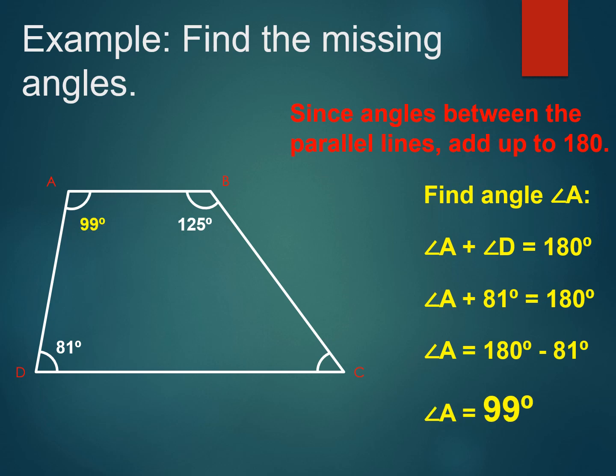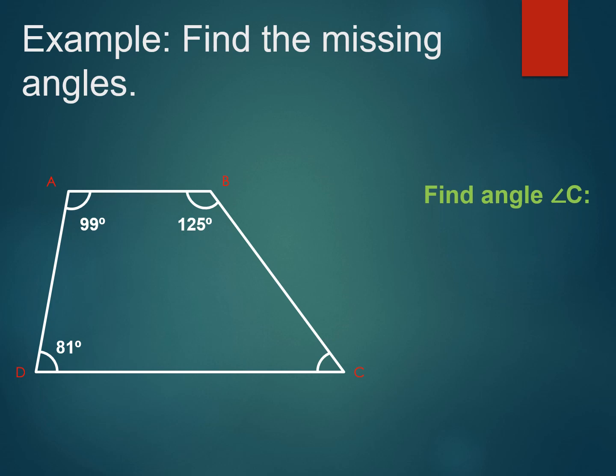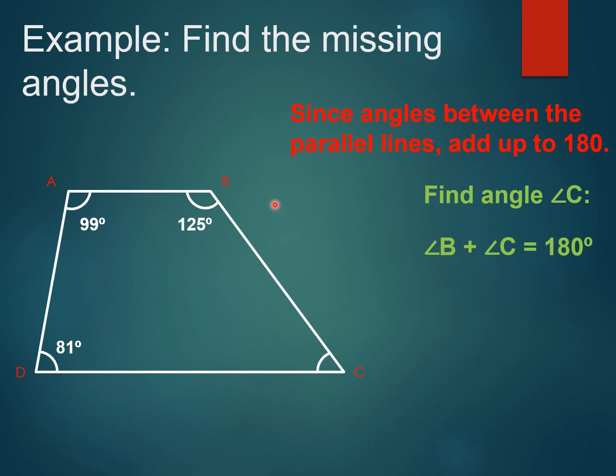Now we're going to find angle C. Since angles between parallel lines add up to 180, we can say that angle B plus angle C is also equal to 180 degrees. Since angle B is known, which is 125 degrees, then we can just substitute that to the formula.